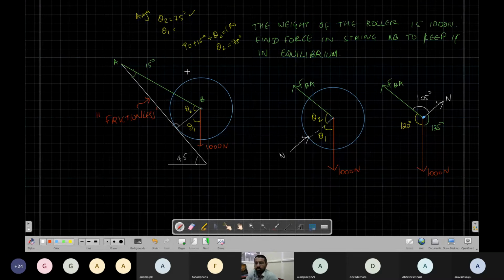So this problem, the procedure was pretty much straightforward. Basically, the idea is first you have to draw the free body diagram, then you have to draw the idealized free body diagram, then use Lami's theorem or whatever theorem you know to solve. Equilibrium is an important concept. You should know what equilibrium is. Equilibrium means the resultant of all the forces should be equal to 0.